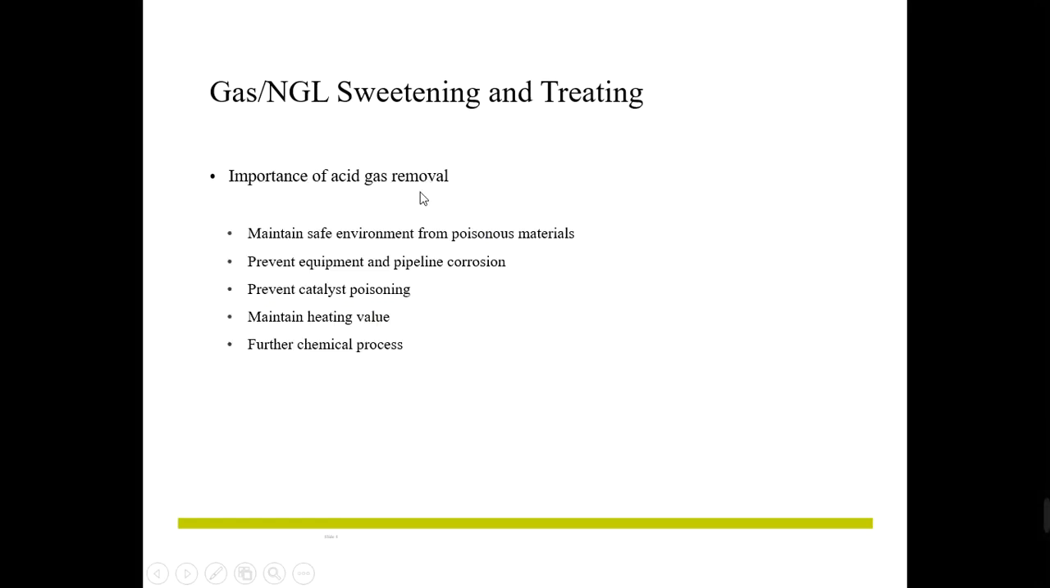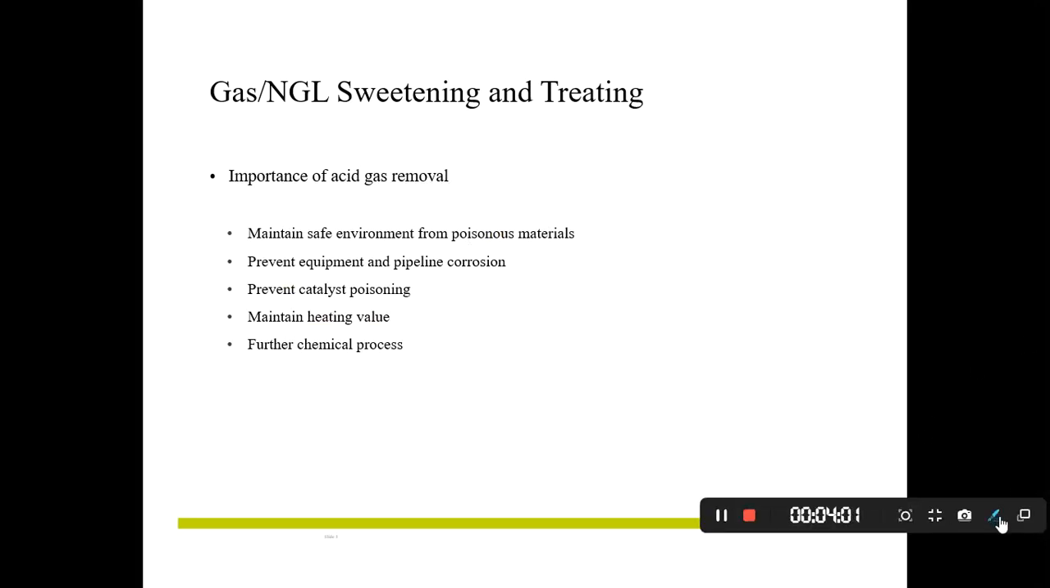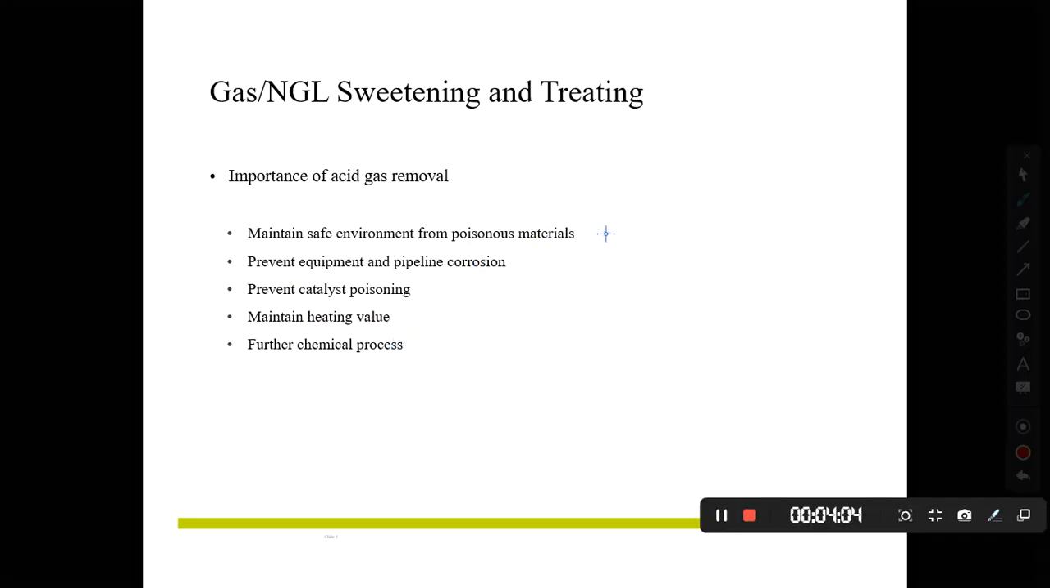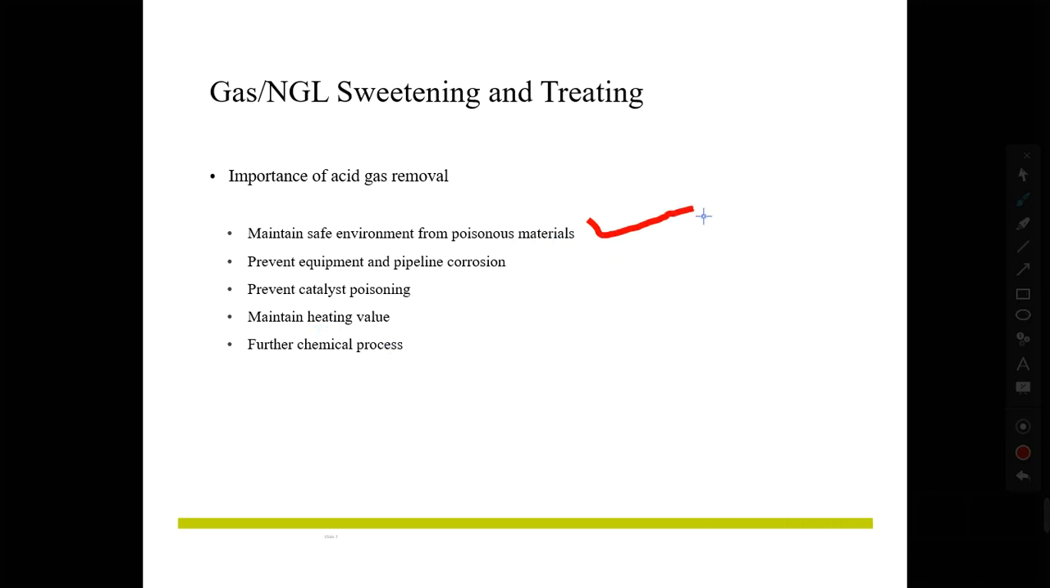Now the question is why we need to remove the acid gases. Well, first of all, as I said, we have to maintain a safe environment because H2S is toxic. If you inhale it, you can become unconscious, and if it becomes too much, a person can even die from H2S. So we have to be very careful with H2S. We have to prevent the pipeline from corrosion. These pipeline plants are very expensive. If because of corrosion they get pitting or any other issue, then corrosion can destroy the plant. So we don't want any leakage or any issue with the corroded pipeline. So we have to remove this from there.